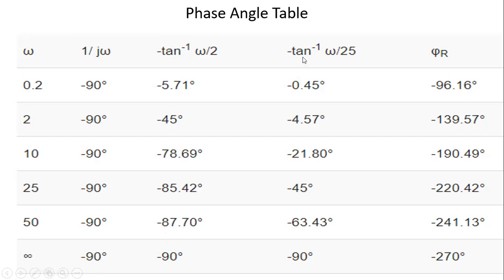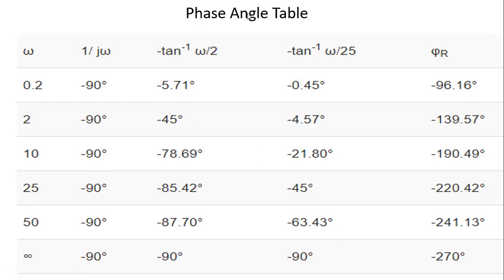Okay. So similarly, tan inverse of omega by 25, omega is 0.2, we get 0.2 by 25, 0.45, 4.57, 21 point. So the resultant phase angle is minus 90, minus 5.71, minus 0.45, so the total we get minus 96.16. Similarly, if we add these three, we get minus 139.57. For infinity, we get minus 90, minus 90, minus 90, minus 270 degrees.